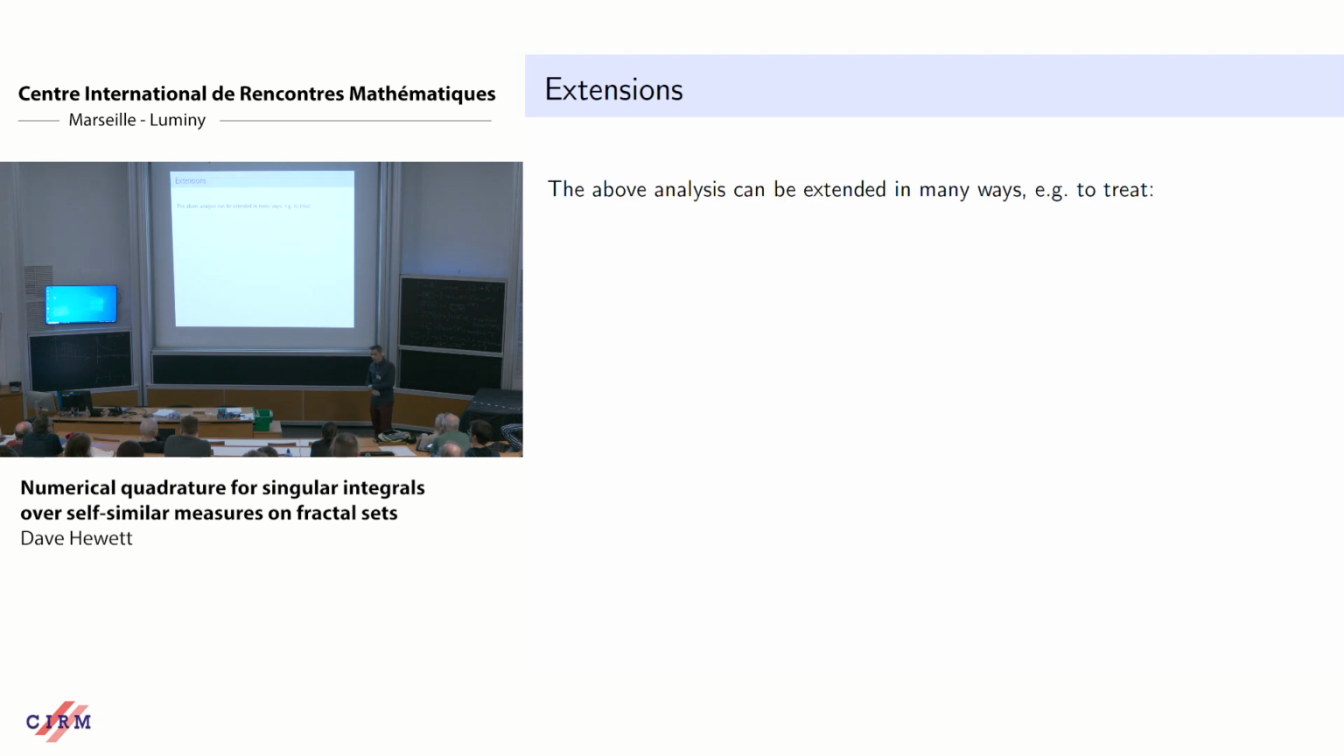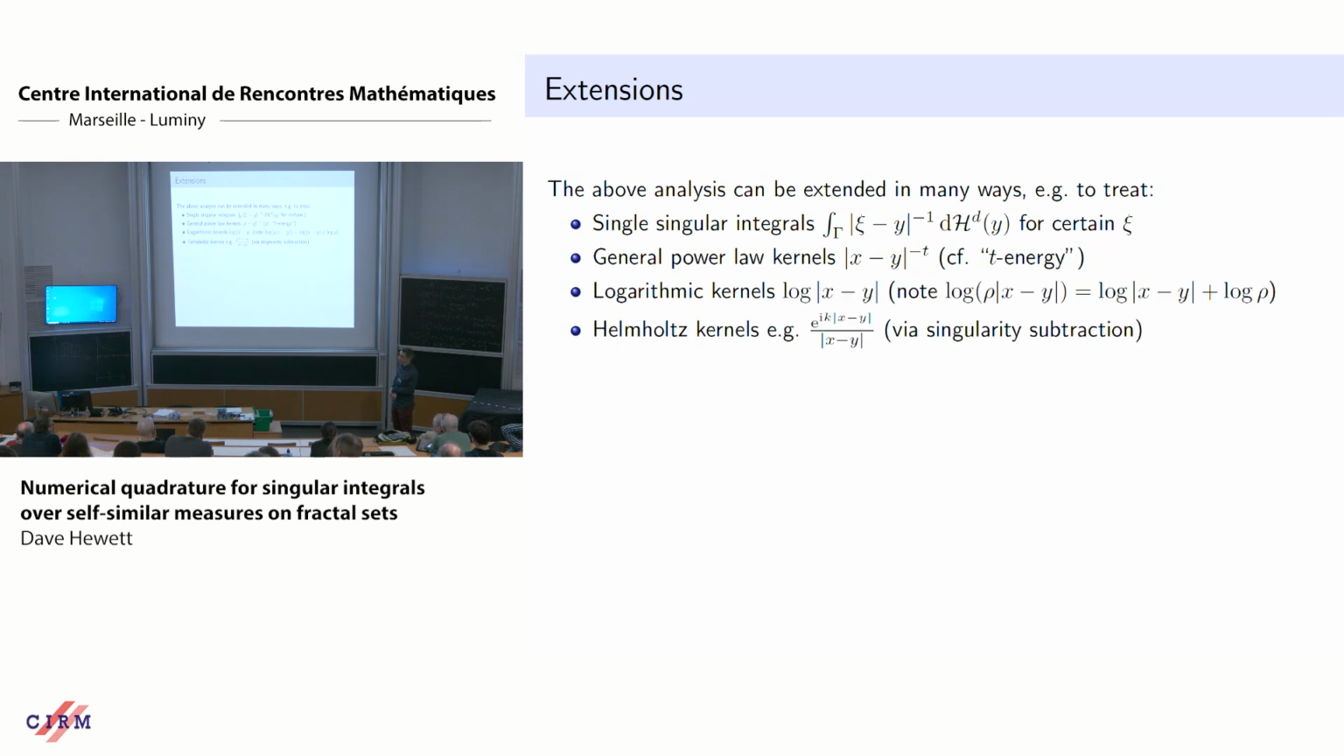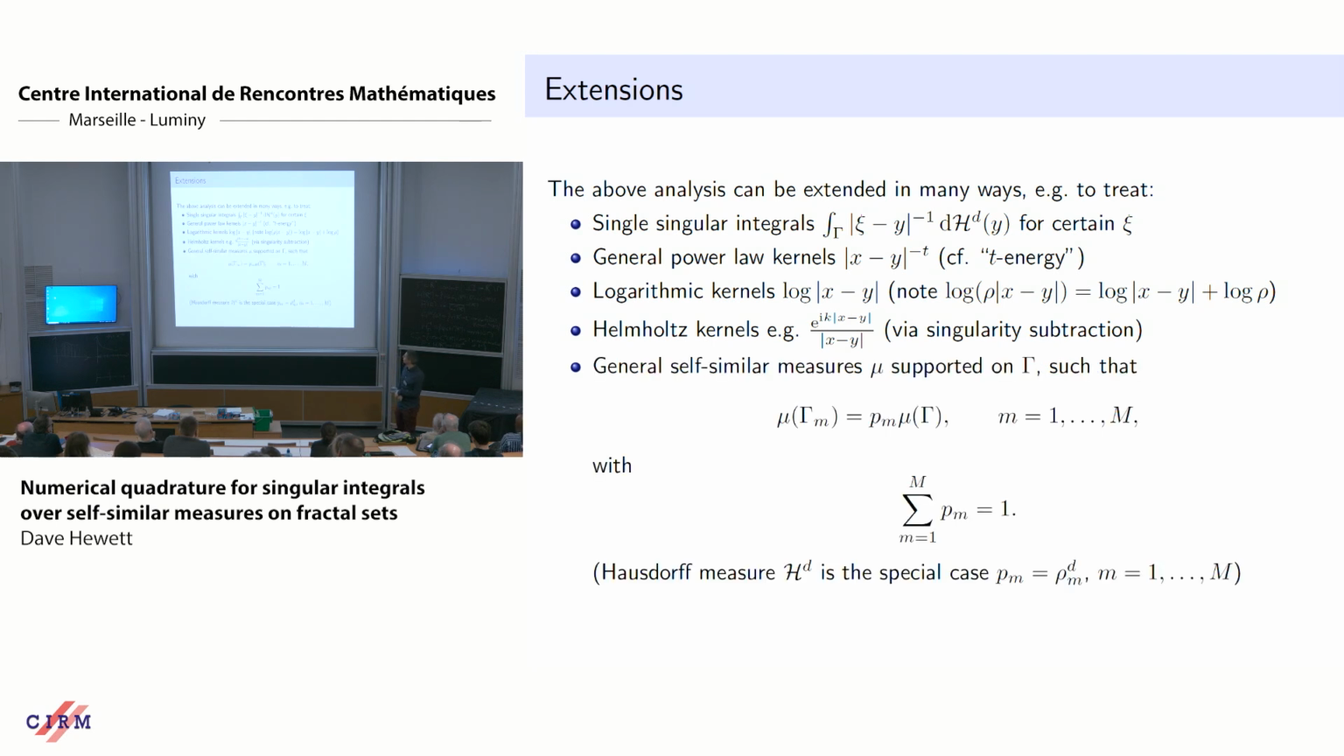So all of this is just a very simple special case. We can do singular integrals for certain singularity locations. We can do general power law kernels. We can do logarithmic kernels. Helmholtz kernels, like Simon was talking about via singularity subtraction, and more general self-similar measures on the attractor, where this Hausdorff measure is a special case.